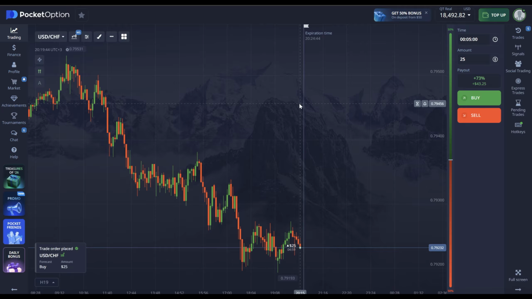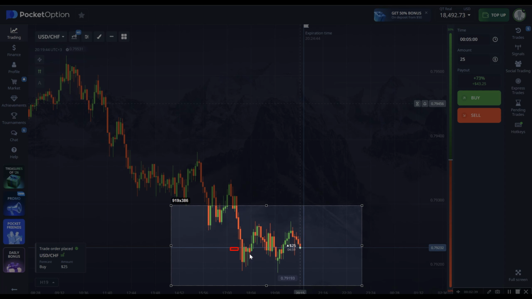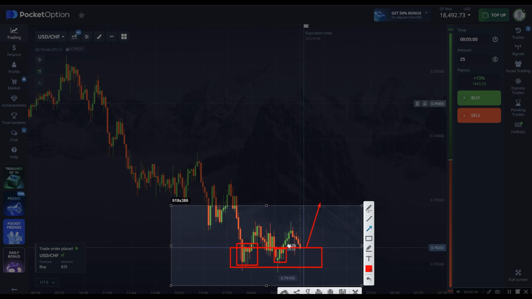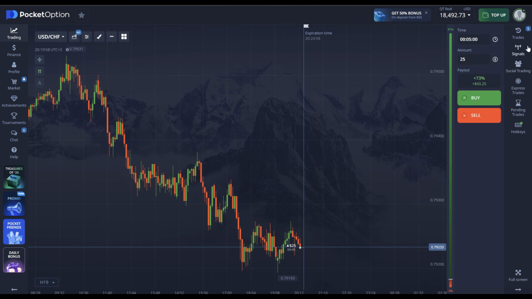USD CHF, I'm opening a trade for an increase. We have a local minimum here. The price is literally right at the very bottom of the chart. It has already tried to break through this zone several times. So far it hasn't succeeded. Each time it gets pushed back. I'm counting on it going up this time as well.